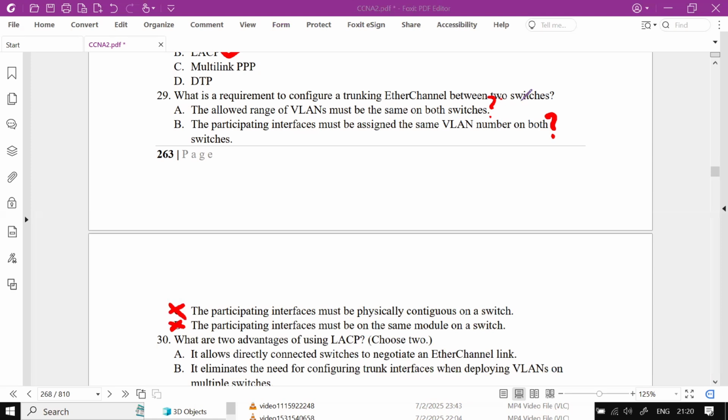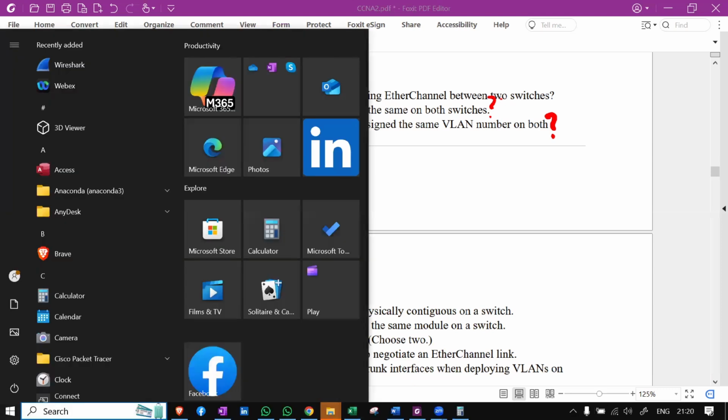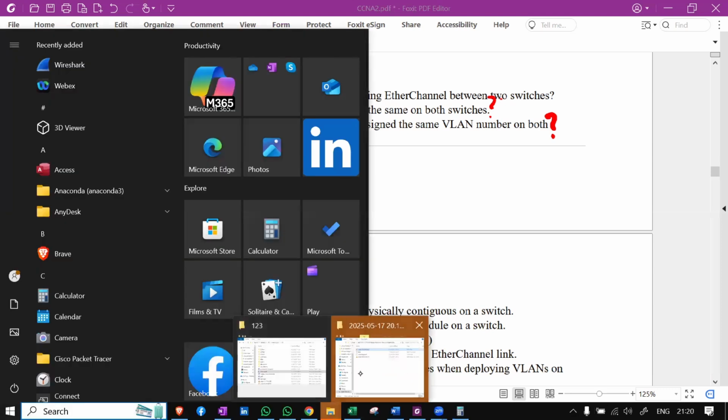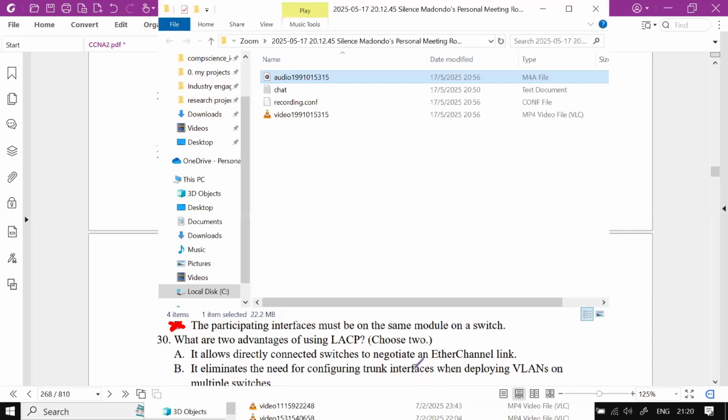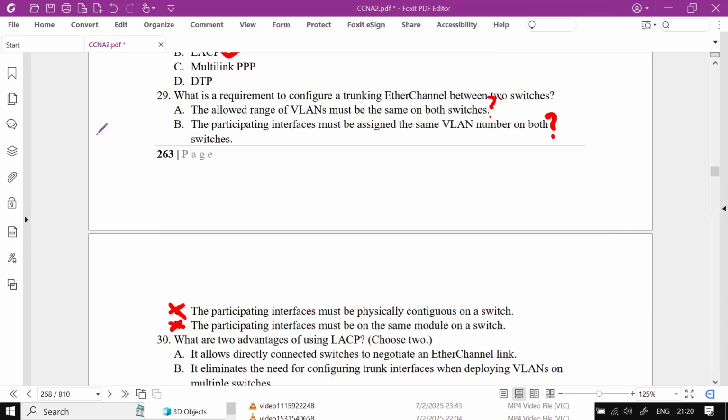The two answers are A and B. Help me break down A and B. What is the requirement? The allowed range of VLANs must be the same on both switches. Yes, I think that's the correct one. Then the participating interfaces must be assigned the same VLAN number on both switches. No, when you configure trunks.